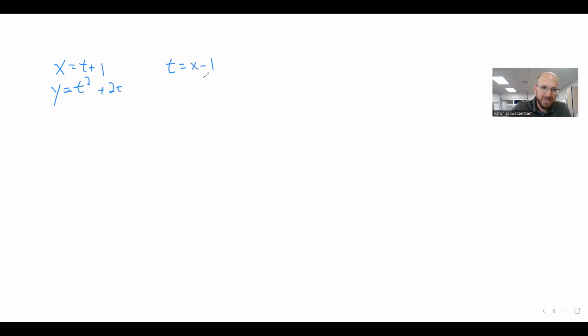t equals x minus 1. And then I can plug that into my bottom one, or into my y equation. So I'll try to simplify that.